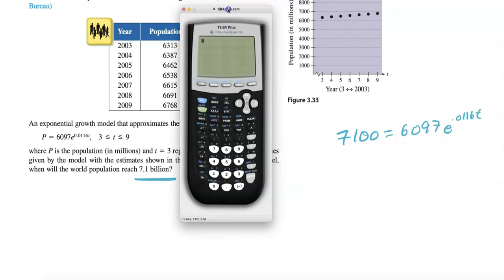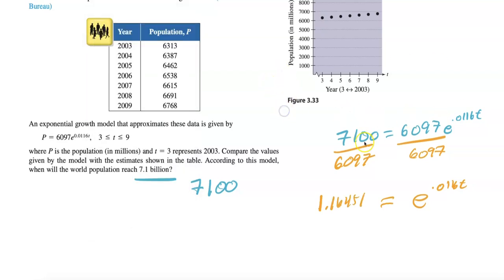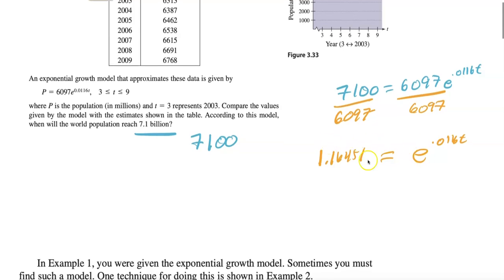Let me bring a calculator out here. We're gonna need that for sure. We just want to get t by itself, the variable in the exponent. So the first thing we're gonna do is divide by 6097, and we're gonna get e to the 0.0116t equals about 1.16451. I could use a calculator, but I have the answer right here.